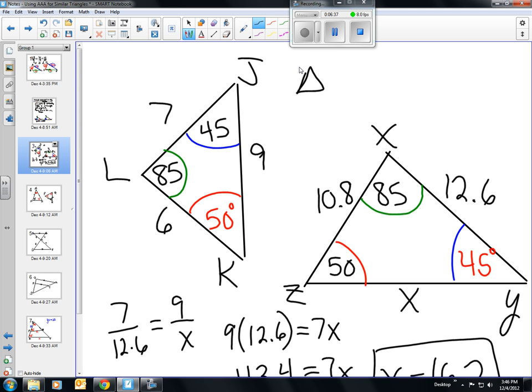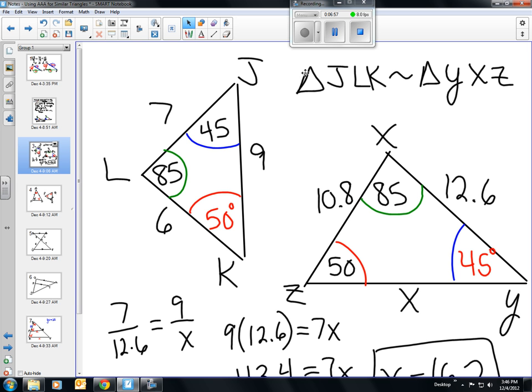So we could use triangle JLK is similar to triangle... And here you want to start with the same angle, the corresponding angles, which would be Y. So J and Y line up, and then L lines up with X, so we put that next, and then K to Z.